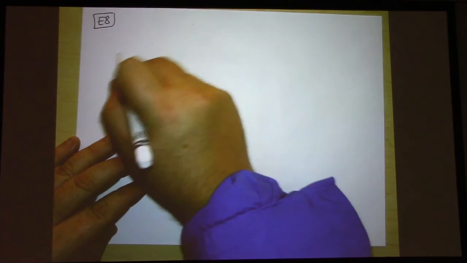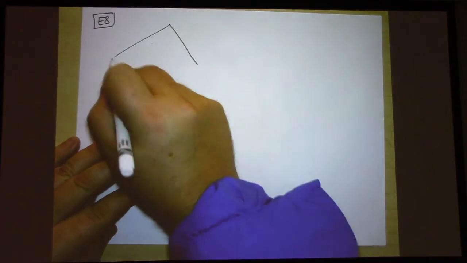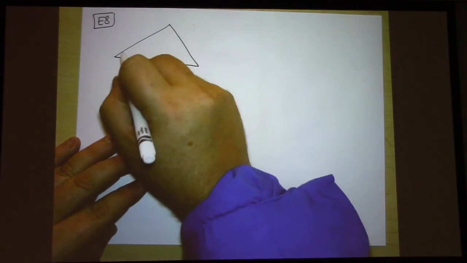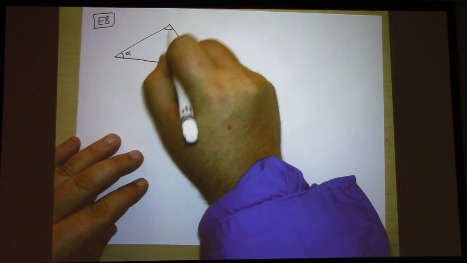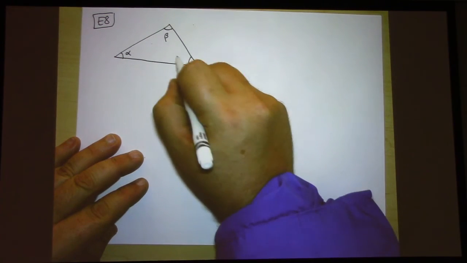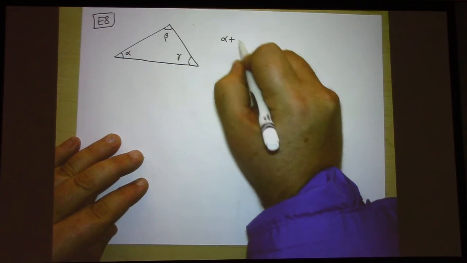Let me not be like this. Can you guys tell me, if this is angle alpha, if this is angle beta, and this is angle gamma, what can you tell me about alpha plus beta plus gamma?